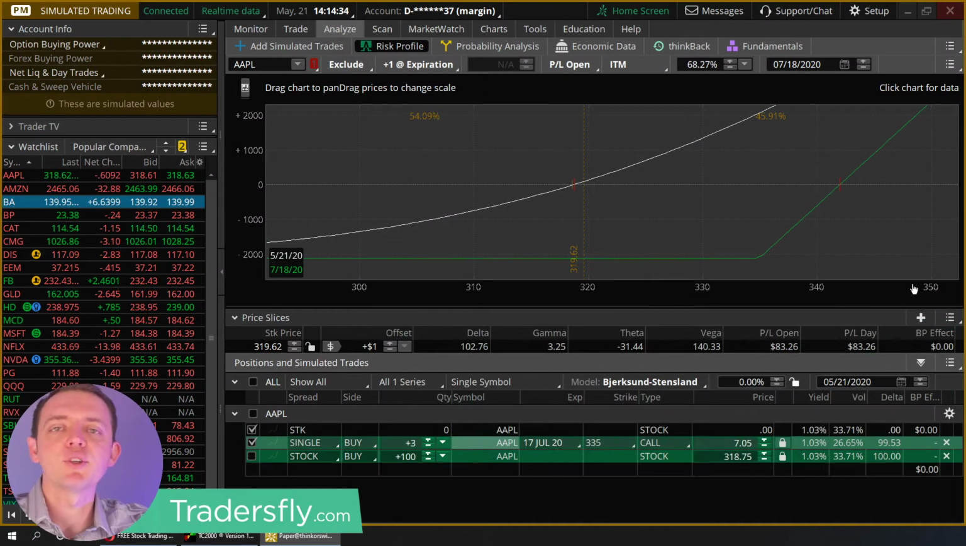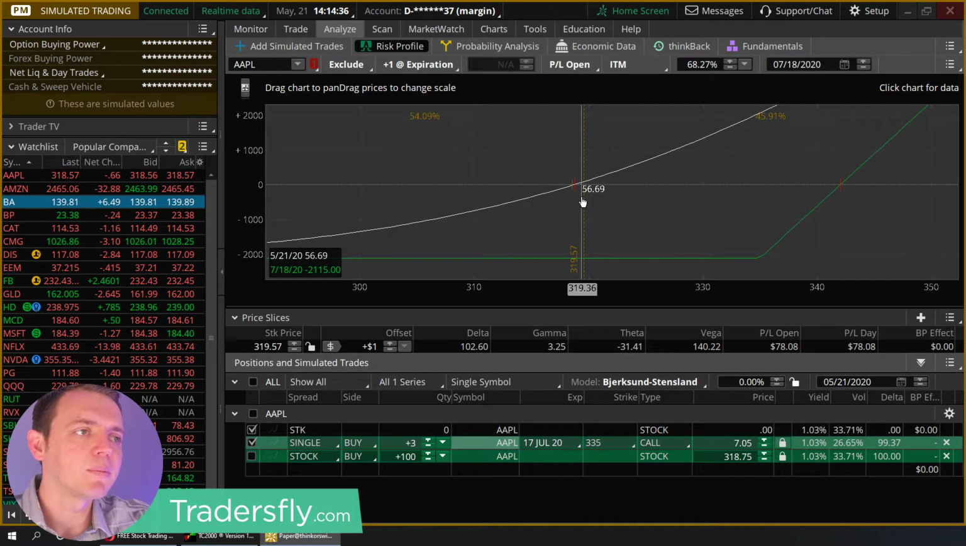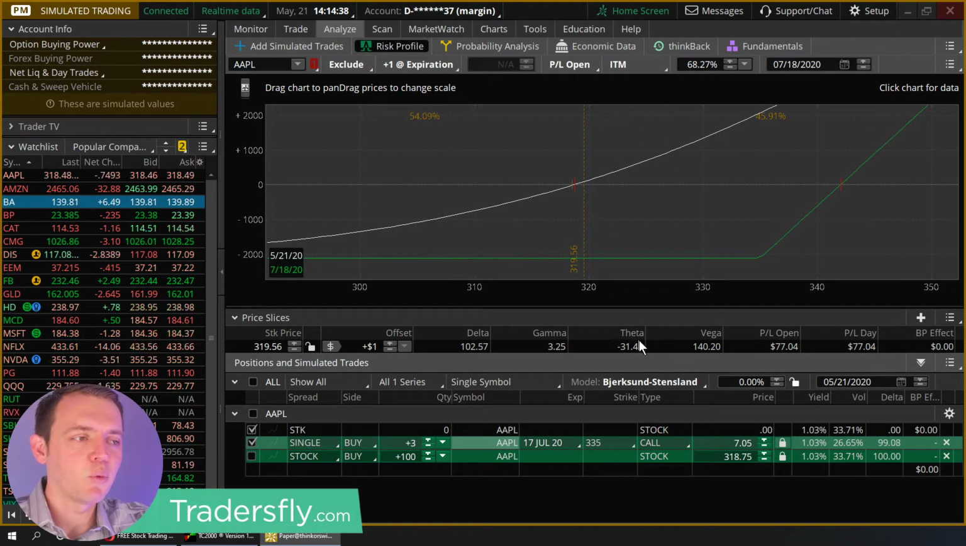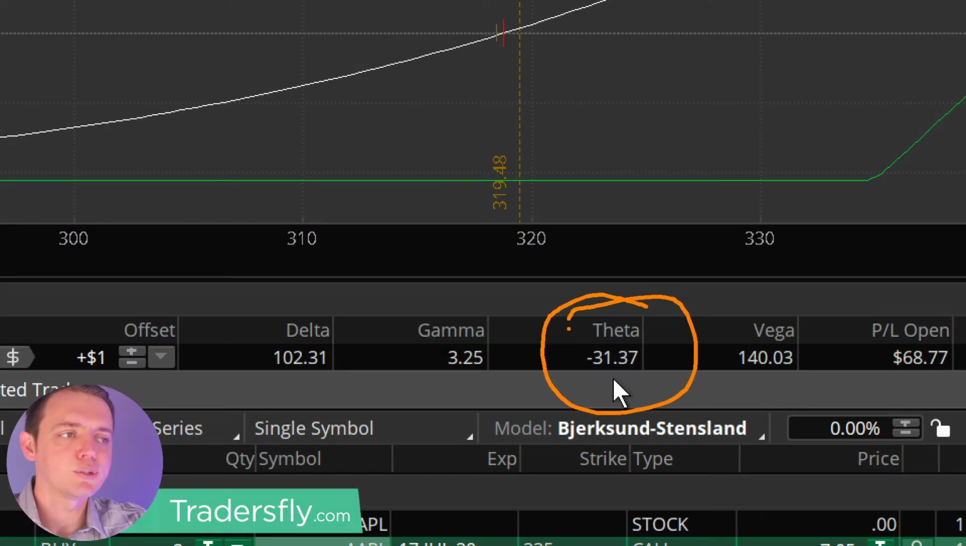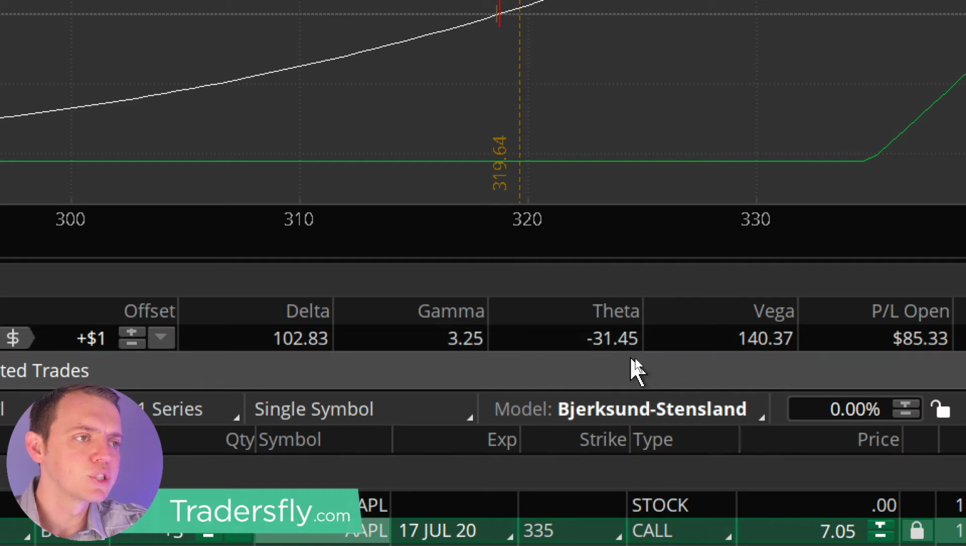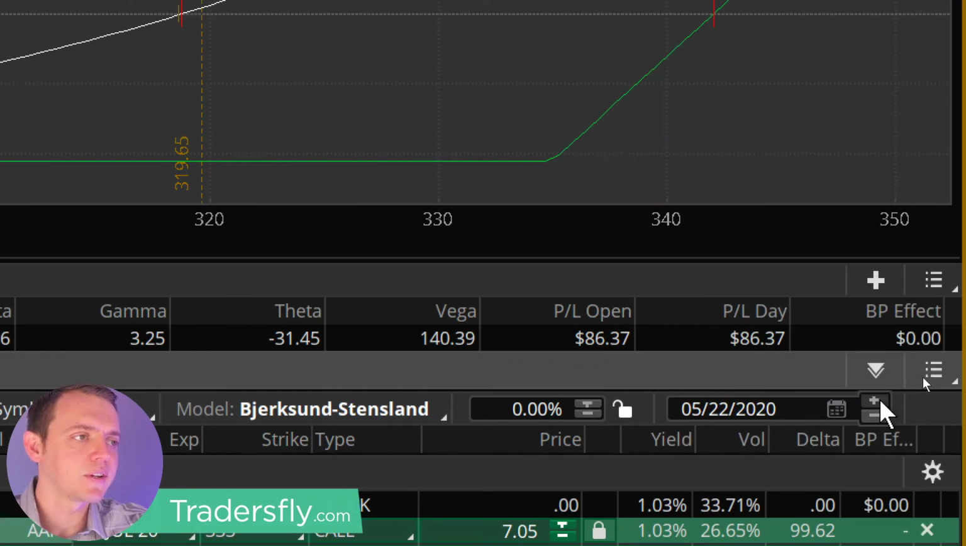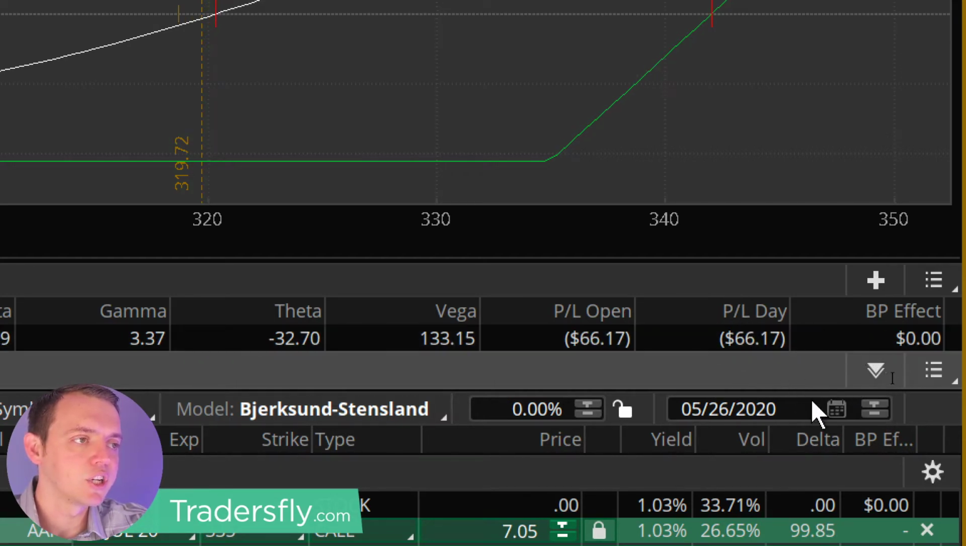Now, what's the caveat? There's no giveaways in the market. The problem here is you have time value that works against you. Look at this right here. You've got negative $31 per day that it costs you to hold this. And that is exponential, and that's why the curve is there rather than a straight line. So you're losing $31 a day. With time, you can see I'm losing my profit and loss. If I go to the next day, I'm losing another $31, and that continues to accelerate.